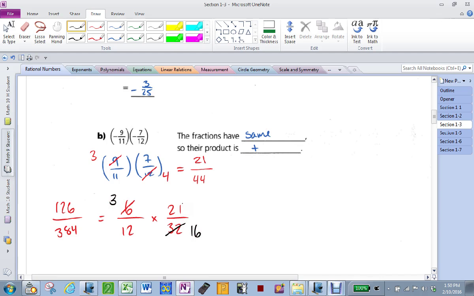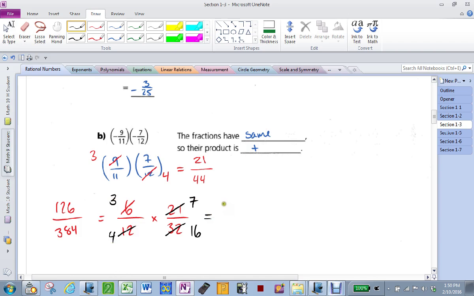You don't need to write this down, Tasha. 3. How many 3s fit into 21? I don't know. Yes, you do. That's 7. How many 3s fit into 12? 4. Right? Everyone cool? Then I go across.